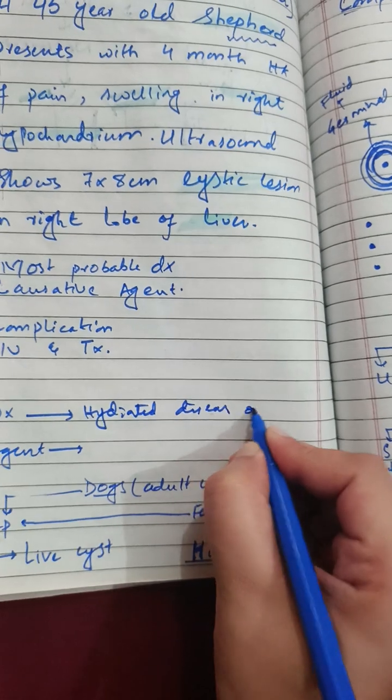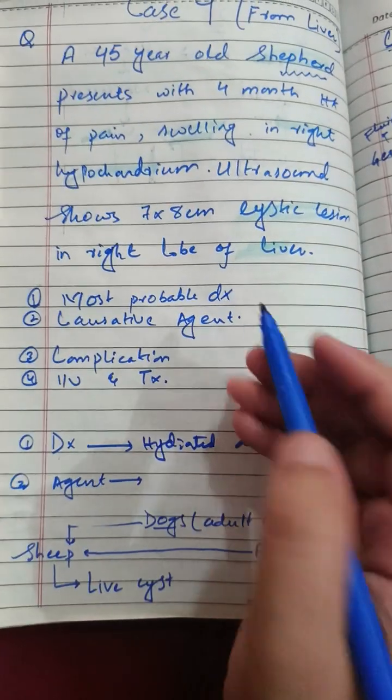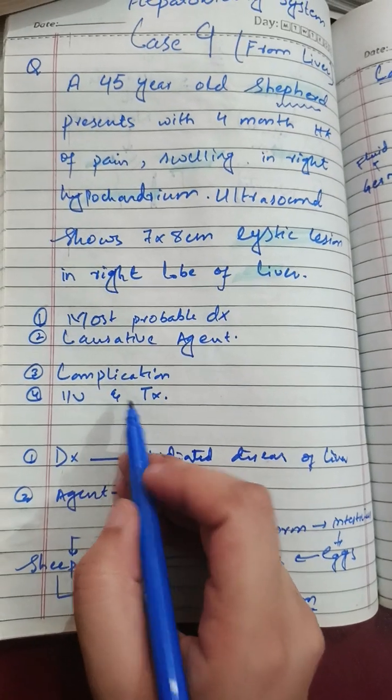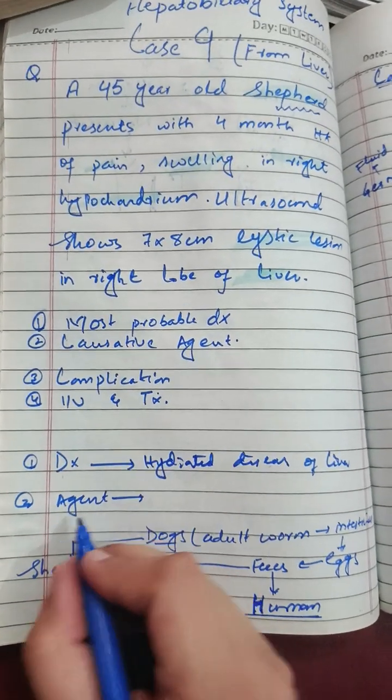Hydatid disease of the liver. What is the causative agent of this disease? What complication can the patient develop, and how are we going to investigate and treat this patient?